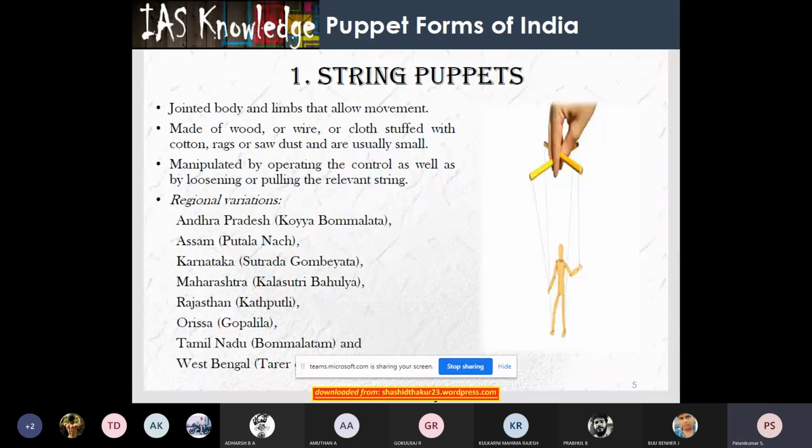If you analyze, a string puppet is nothing but a jointed body and limbs that allow the movement of the puppet. It is made of wood, wire and cloth, stuffed with cotton rags or straw and dust. They are usually small in dimension, and they are manipulated by operating the control as well as loosening, that is pulling the relevant string. By that, a person looking from a distance sees it performing individually.